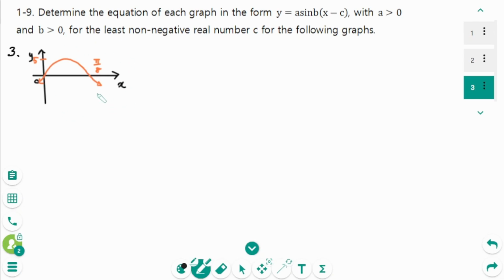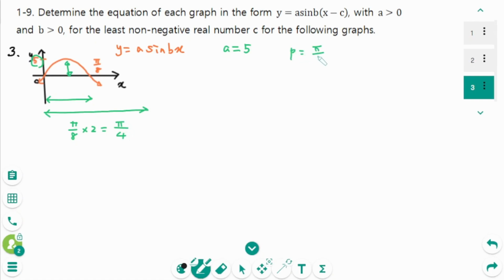Question 3. There is no phase shift, so y equals a sine bx form. The amplitude is 5, so a equals 5. This is half of the period. Then if we complete the other half, this is pi over 8 times 2, which is pi over 4. Then p equals pi over 4.